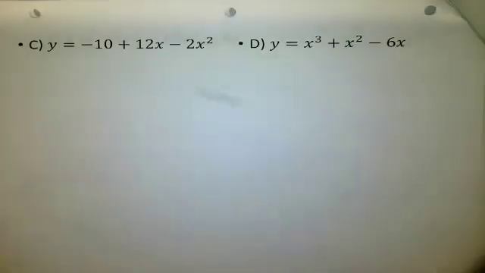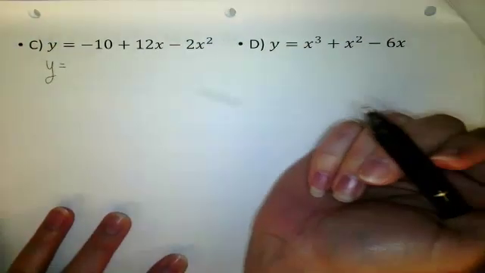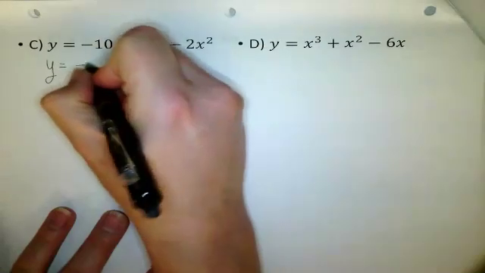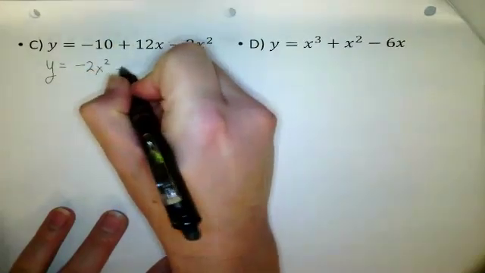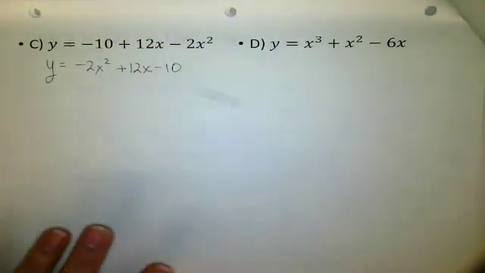All right. Letter C. Y equals -10 plus 12x minus 2x squared. What's the issue with this one? Out of order. It's a little backwards. All right. So, do we want to rearrange? Yes or no? It doesn't matter. If I were to rearrange it, how would I rearrange it? Negative 2x squared plus 12x minus 10. Good.